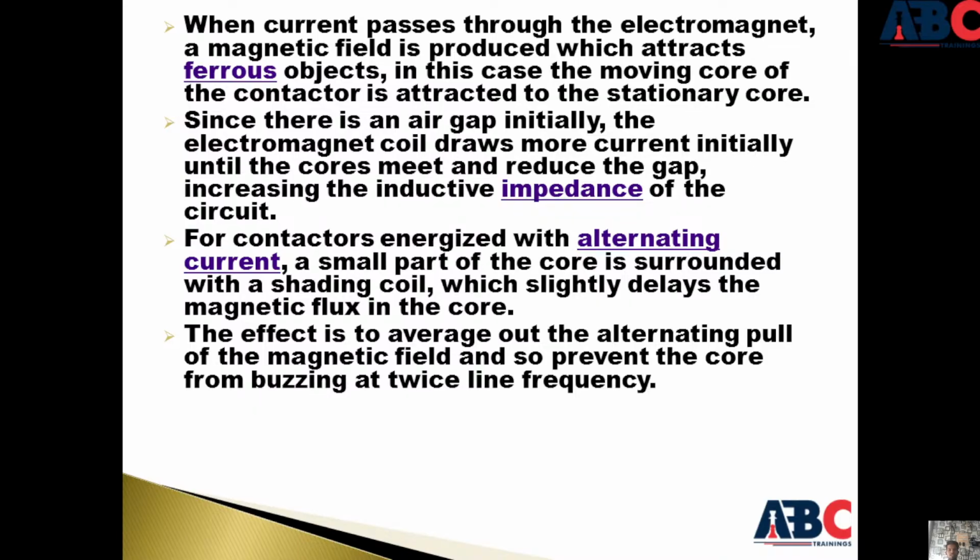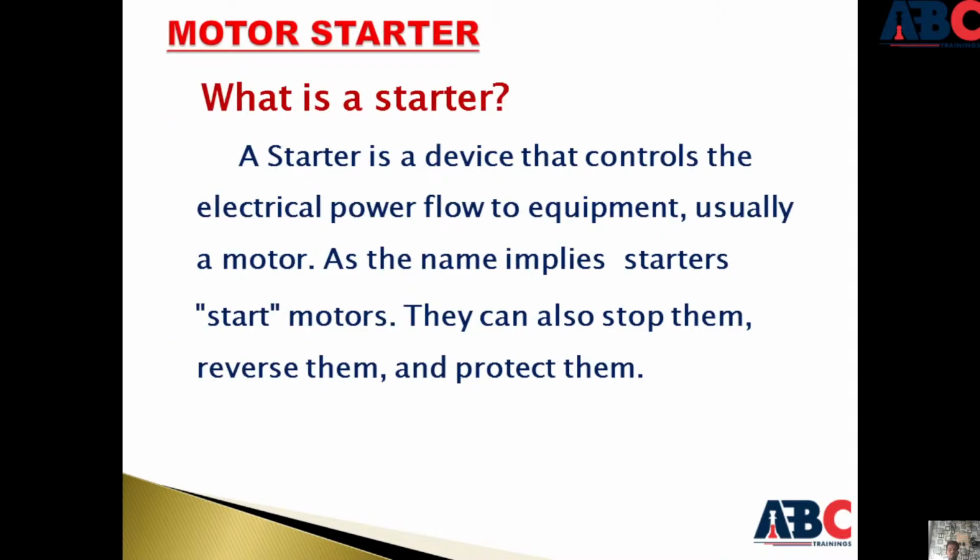For a contactor energized with alternating current, a small part of the core is surrounded with a shading coil, which slightly delays the magnetic flux in the core. The effect is to average out the alternating pull of the magnetic field and so prevent the core from buzzing at twice the line frequency.